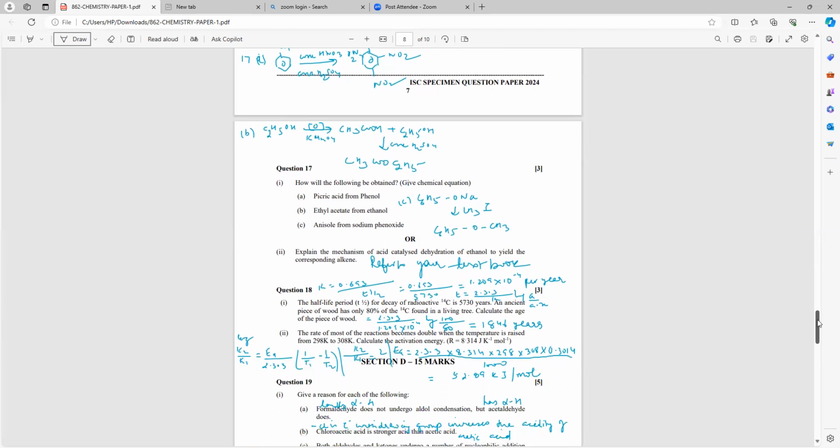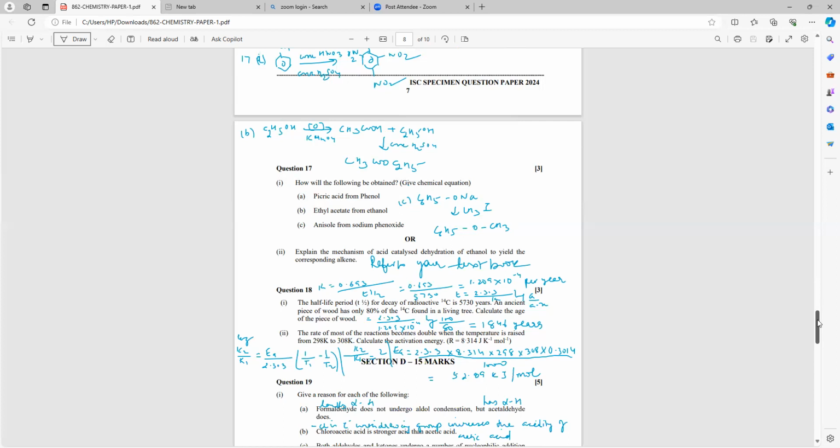Question number 18. Numerical again. You have to calculate the age of the piece of wood. So your K is equal to 0.693 upon T half. You will substitute. You will get 1.209 into 10 to the power minus 4 per year. Then you will use the formula T is equal to 2.303 upon K log A upon A minus X.